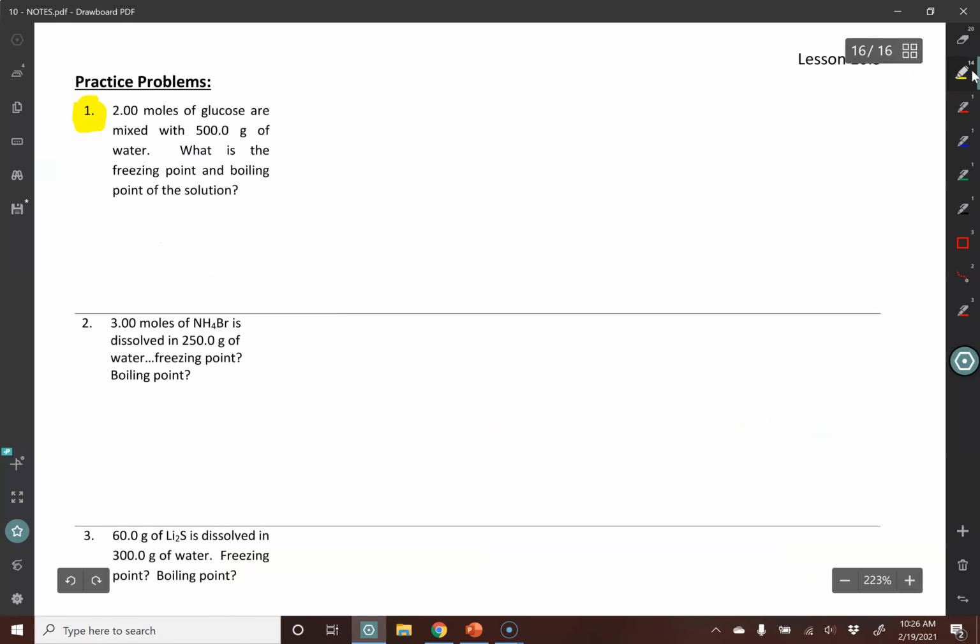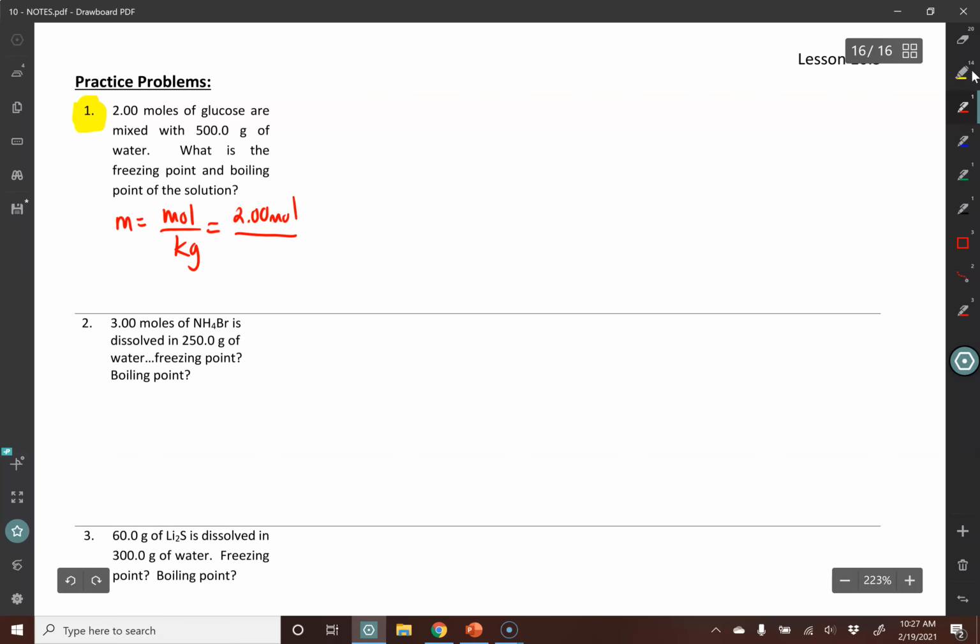I want to take a look at question number 1. 2 moles of glucose are mixed with 500 grams of water. What is the freezing point and boiling point of the solution? Okay. First order of business is to find the concentration in terms of molality of this solution. I know that molality is equal to moles of solute divided by kilograms of solvent. So we have a pretty straightforward plug and chug here.